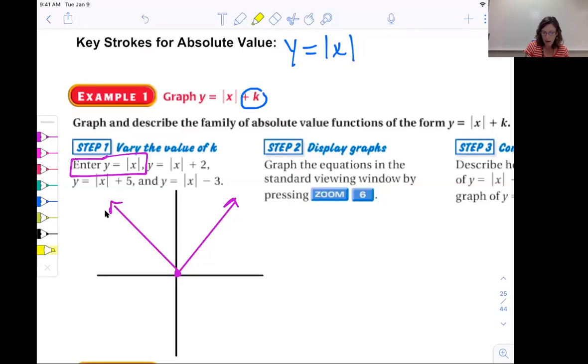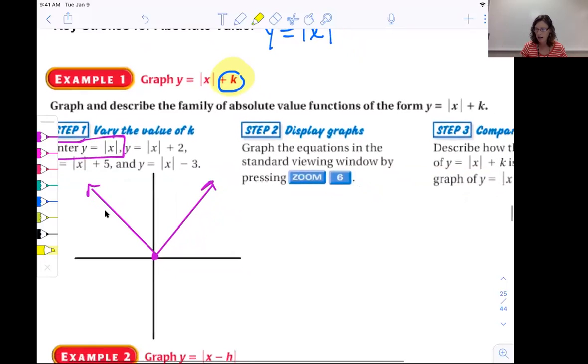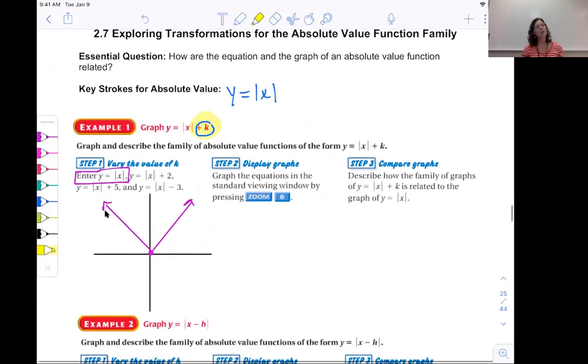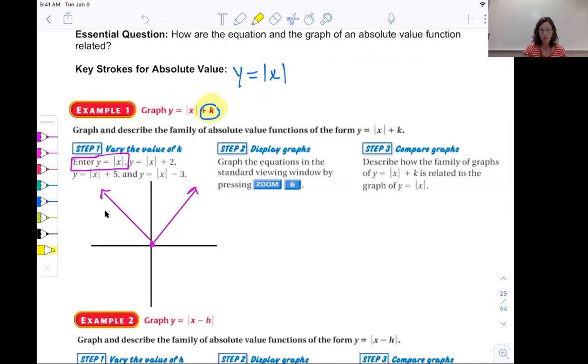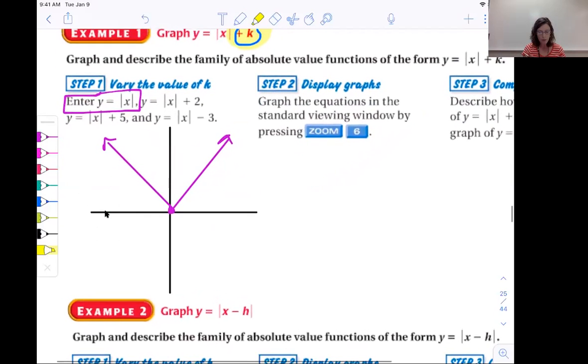So the next part of this then, working just with this same thing, the goal is to see what happens when you add a number. So we have this absolute value of x, and then it says plus k. So we want to see what happens to this graph. We want to describe how the graph changes when we add a 2, or when we add a 5, or when we subtract a 3. So that's the goal of this first example. What happens when you add a number outside of the absolute value?